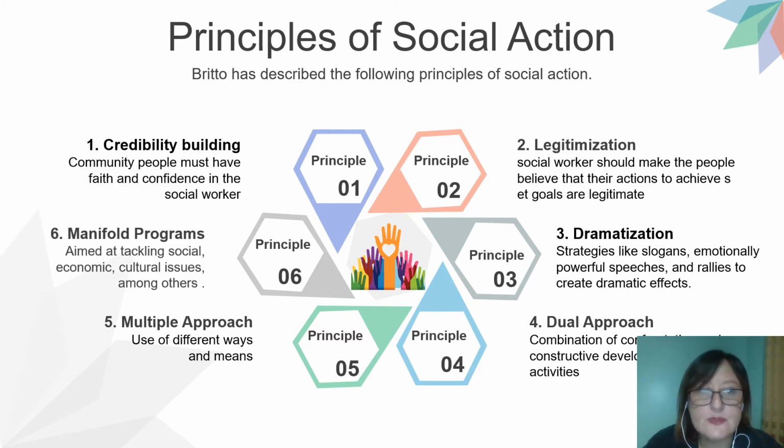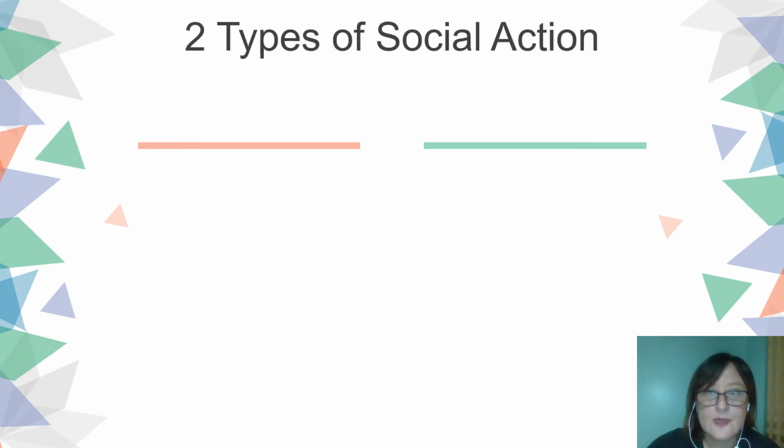And the sixth principle is manifold programs. And this is aimed at tackling social, economic, cultural issues, among others. In any social action activity, you would definitely be targeting certain changes in the social, economic, and cultural issues in the society. Now, let's go to the types of social action.